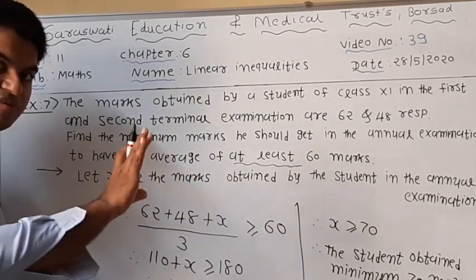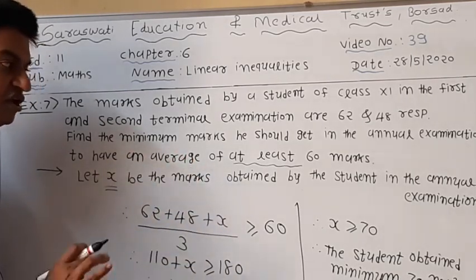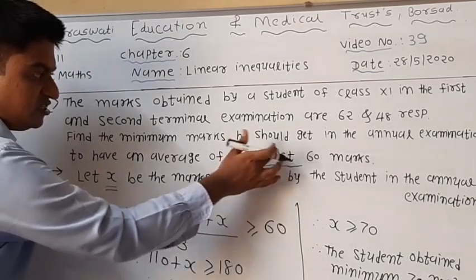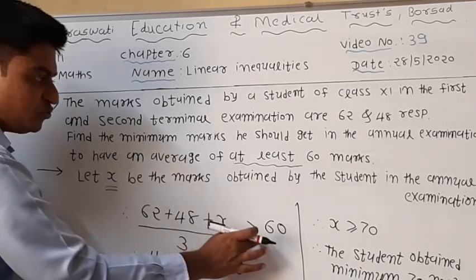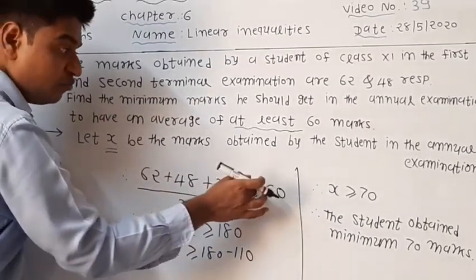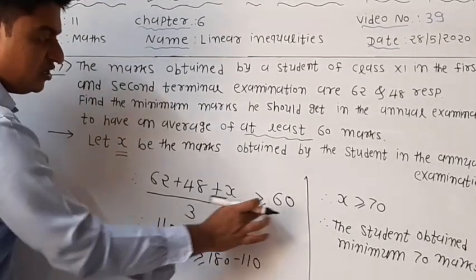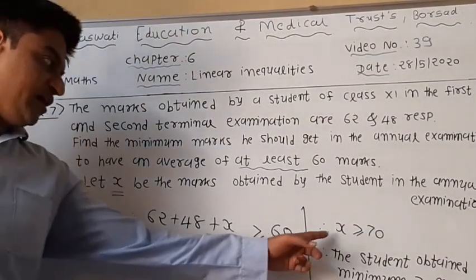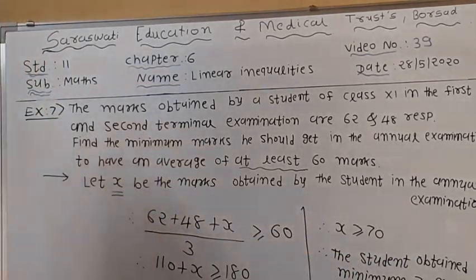So once again, here 3 examinations are present: first terminal, second terminal, and annual examination. The annual examination mark is not present, so here we consider: let X be the annual examination mark of the student. Now the average is 60, 3 exams present, so divide by 3. At least form is present, so here write greater than or equal to. At most is present, so here write less than or equal to form. Now 3 multiply on the opposite side. Now simplify this term. So here we get X greater than or equal to 70. The student obtained a minimum of 70 marks.